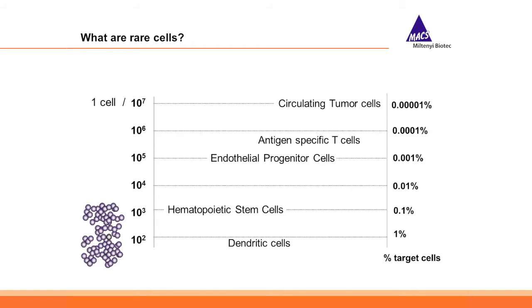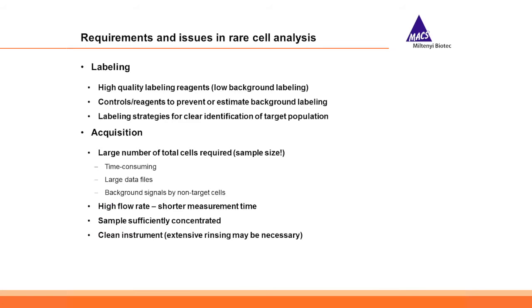And then, what are the requirements and issues in rare cell analysis? What challenges do you come across when you do it? So first, for labeling, all you want to do in rare cell analysis is avoid background labeling. Any event that is falsely positive will falsify your result to a great degree.